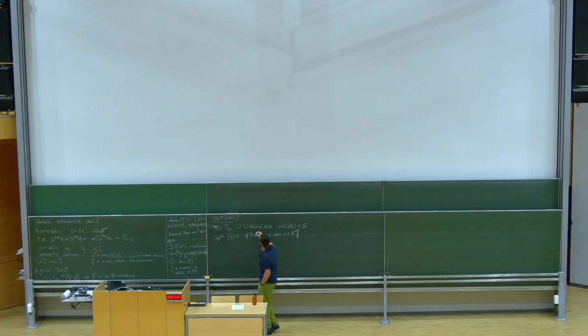Maybe I should stress that everything in this picture is invariant under rescaling. So the border rank of lambda T, if lambda is non-zero, is the same thing as the border rank of T. The annihilator of lambda T is the same as the annihilator of T. Again, lambda non-zero, and so on. So the whole equivalence here doesn't really see rescalings. That's why I use this lambda here.